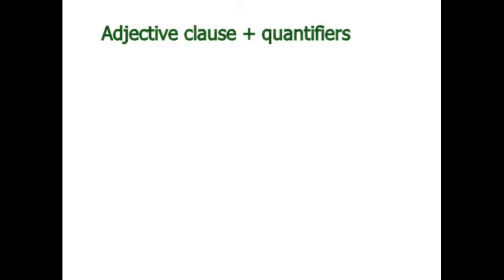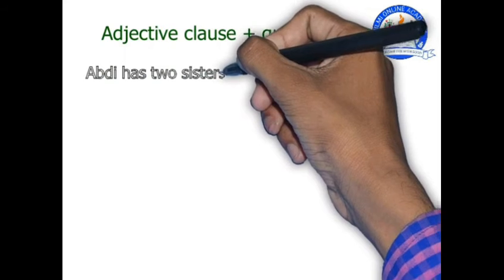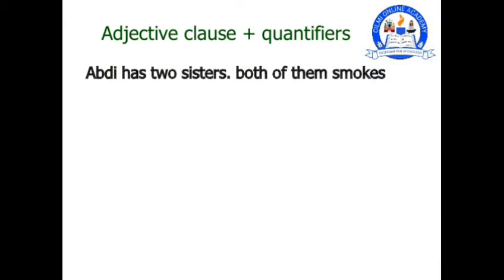So, as we have already mentioned, our lesson today is adjective clauses plus quantifiers. And we have already explained what an adjective is and what quantifiers are. So in this example, we are going to write two sentences. The first one is Abdi has two sisters. The second one is both of them smoke. So we want to combine these two sentences.